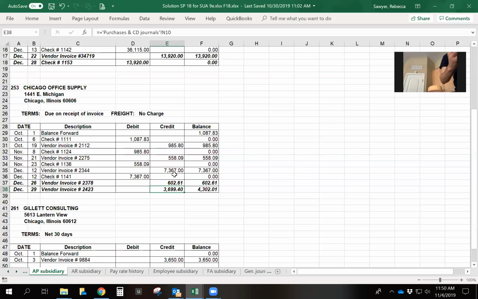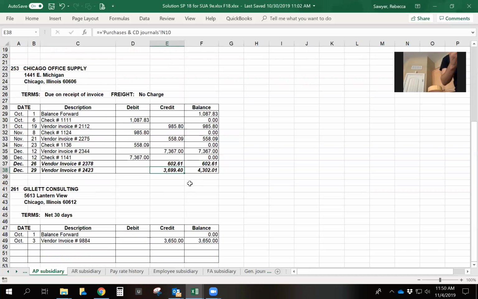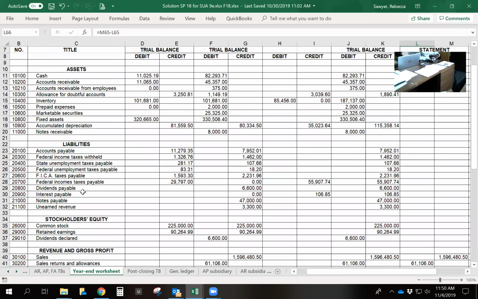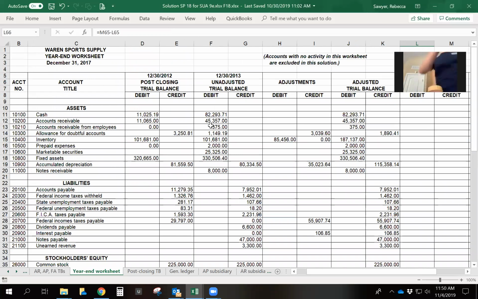For the loan to employees, it says you did not receive any cash from fixed assets since. Okay, but let's look at your worksheet, year-end worksheet. Accounts received from employees is 375, but we know we haven't received it, right? Okay, that's receivable. Remember, money?